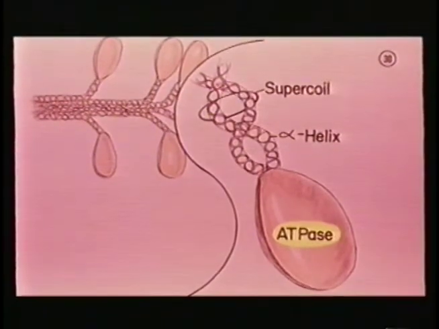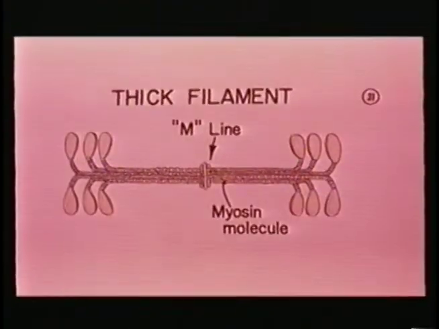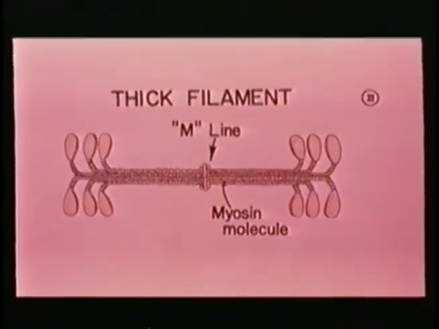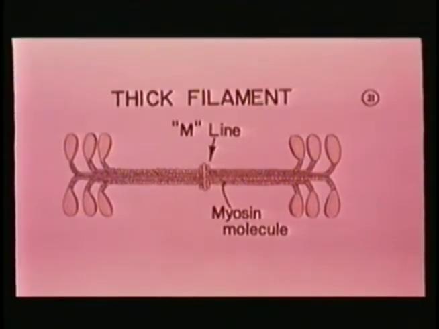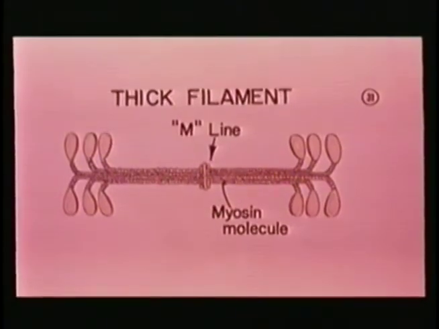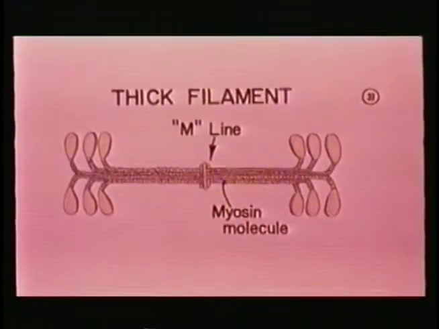Slide 31. The backbone of the thick filament is formed from the alpha helical portions of the myosin molecules. Since the myosin molecules are arranged in a tail-to-tail fashion within the backbone, the thick filament is polarized with symmetry about the M line.